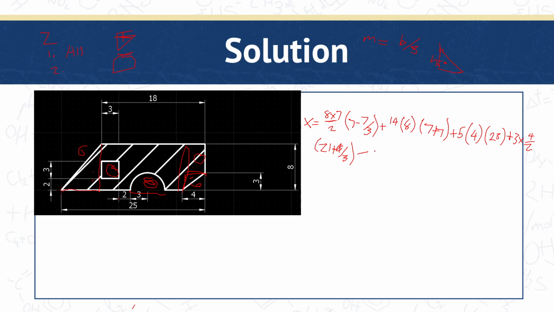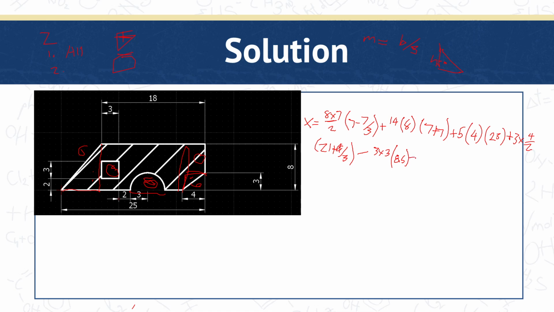So we have the area of your square, so it's 3 by 3, so 3 times 3, multiplied by the distance from your origin, so this point. So that would be 1.5 plus your distance from your origin, so that would be 7. So 1.5 plus 7 is equal to 8.5.